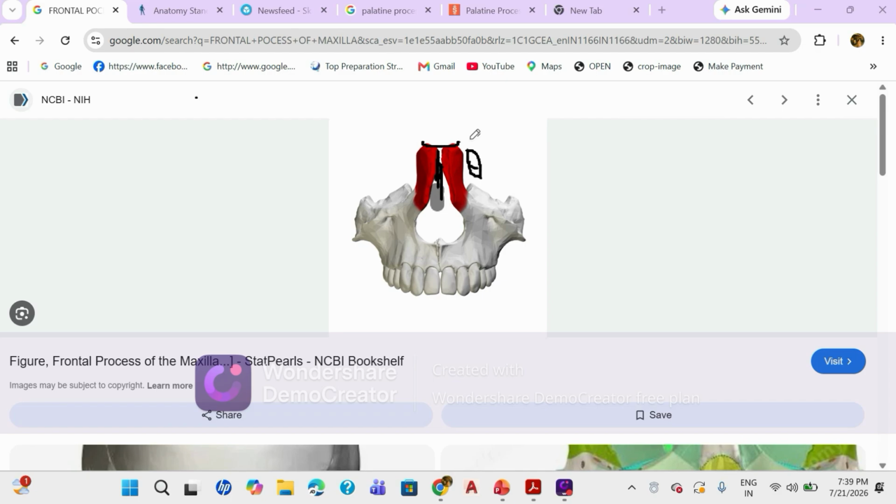In the posterior, it is a 2D diagram. On the back side, it has the lacrimal bone. And here we have a lacrimal groove. Above we have the frontal bone. In between we have the ethmoidal sinus. This is the frontal process.